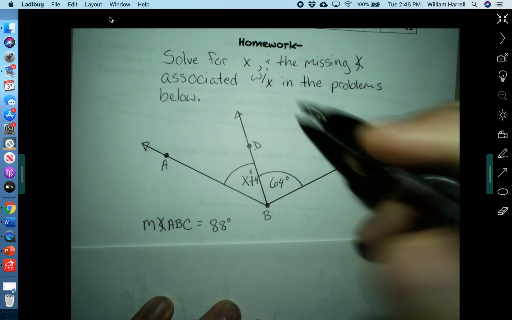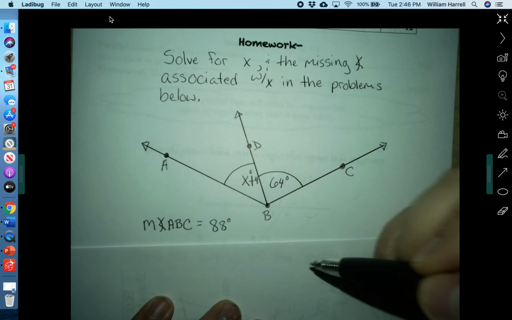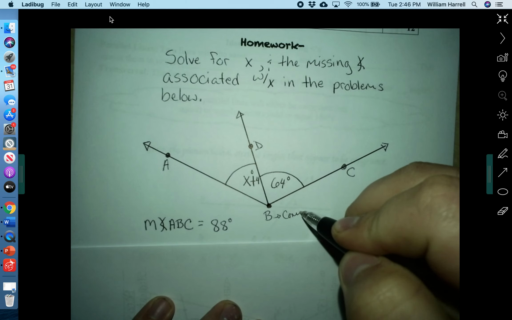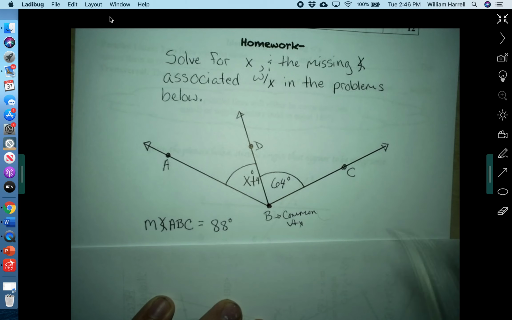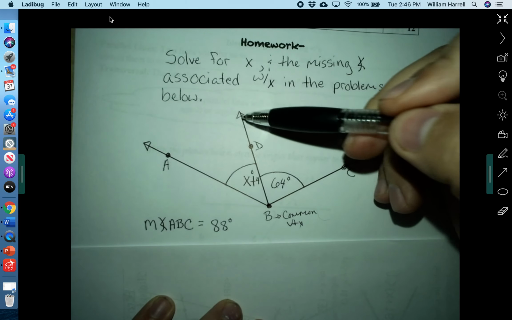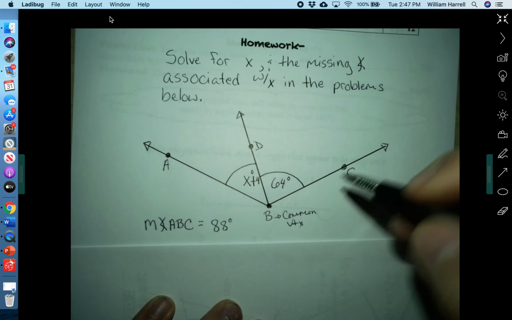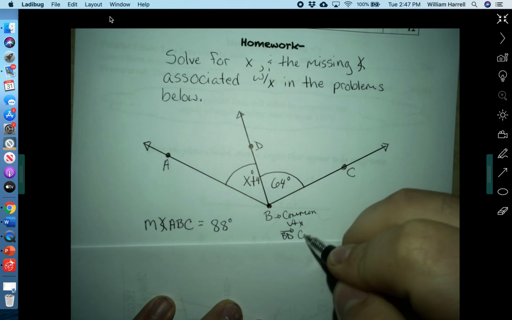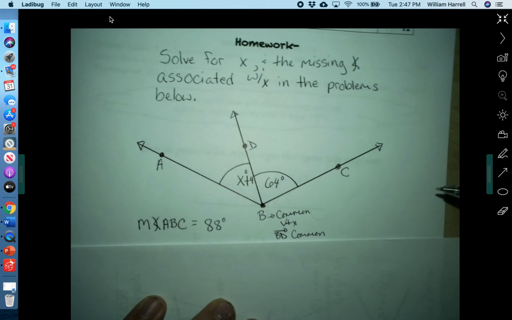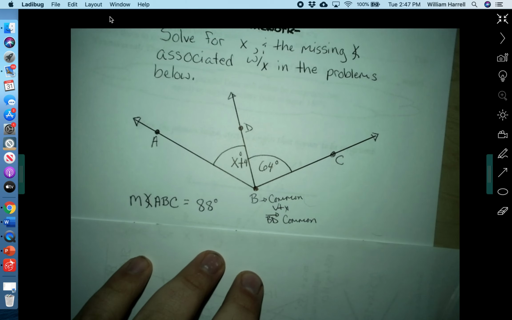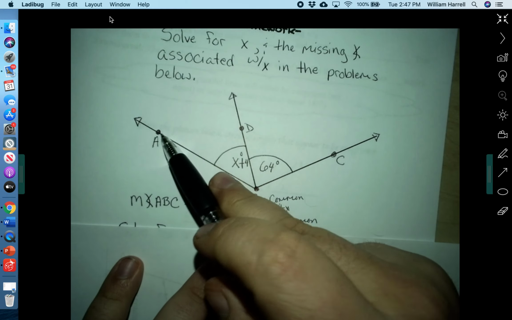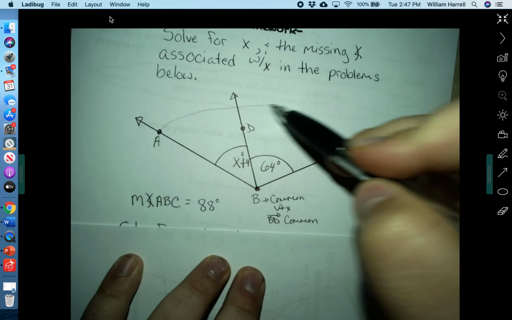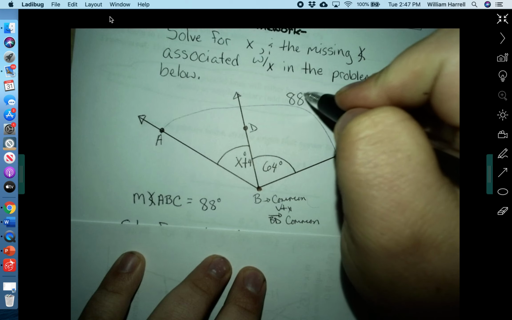Again, remember, adjacent angles, angle 1, angle 2, share a vertex, their common vertex being B. Okay, B is the common vertex. Also, they share a common ray. Okay, and then ray BD is the common ray. Now, what else do I know? I know that ABC, this whole big thing, is 88 degrees.